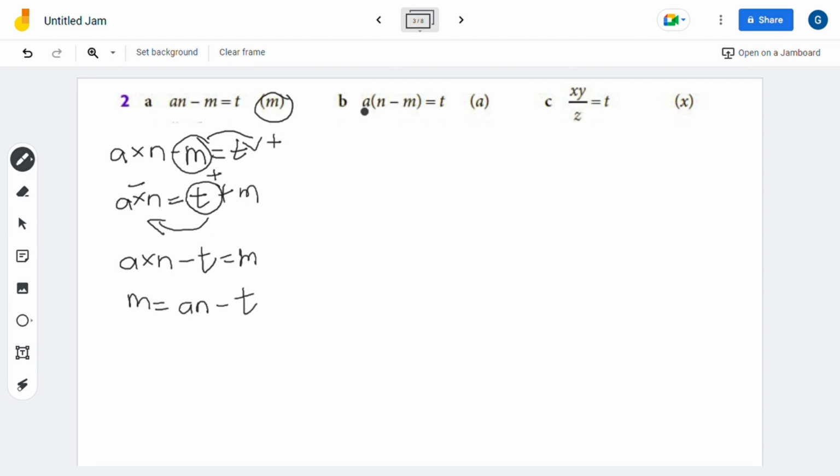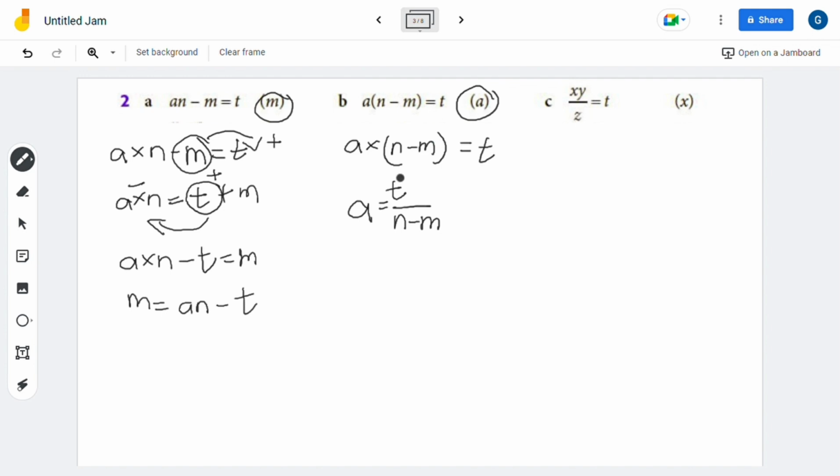This question here, a bracket n minus m equals to t, and we need to make a the subject of the formula. Okay, so here it basically means that a times n minus m will equal to t. So to find a, we take t over n minus m. That will be our answer.